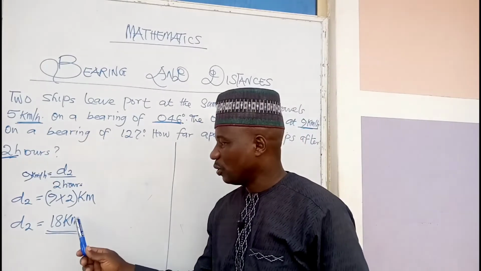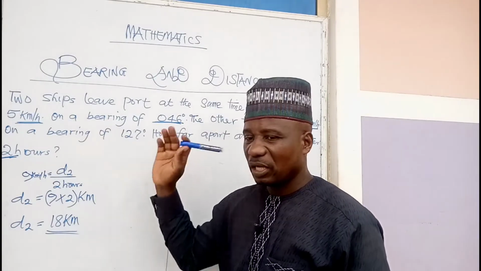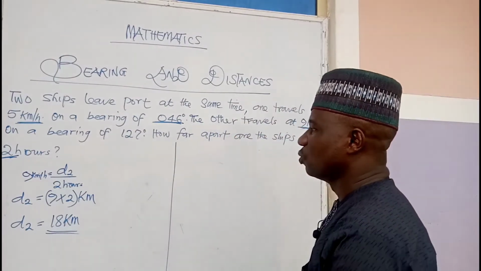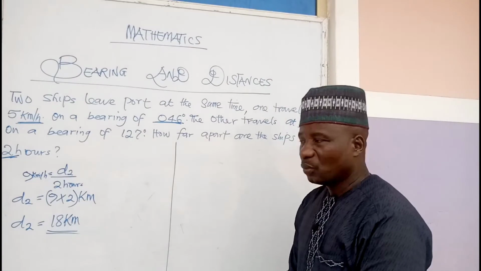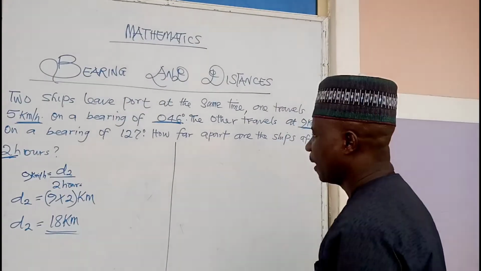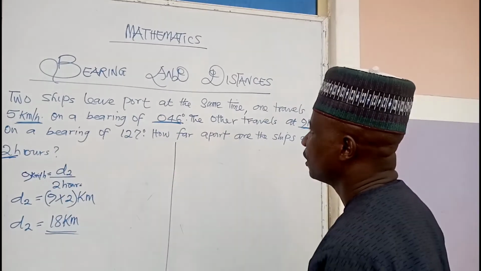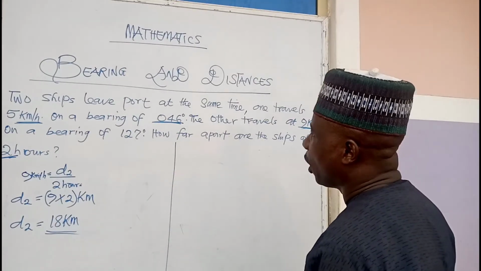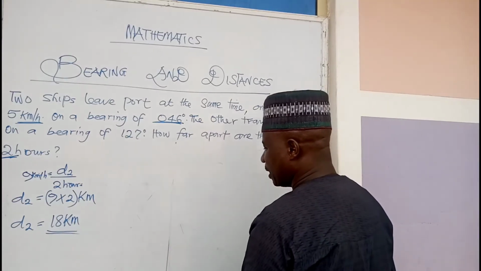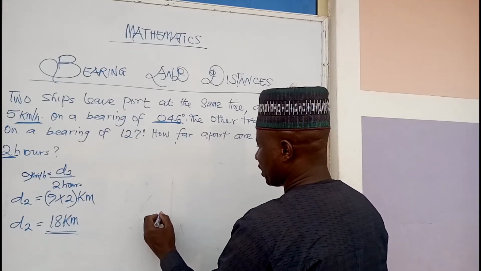Class, if you have been able to do this, then it means you are on your way to getting the correct answer. So let us now go to our sketch. We want to sketch our bearing and see how it looks like. Now, the question says two ships leave port at the same time. At the same time. So now let me sketch. This is my sketch.